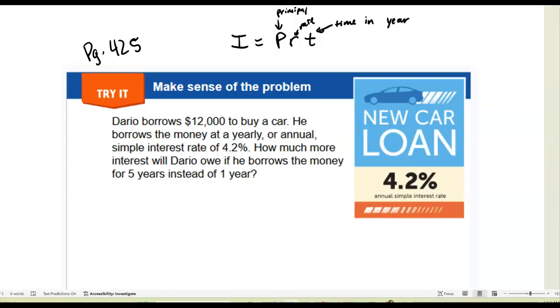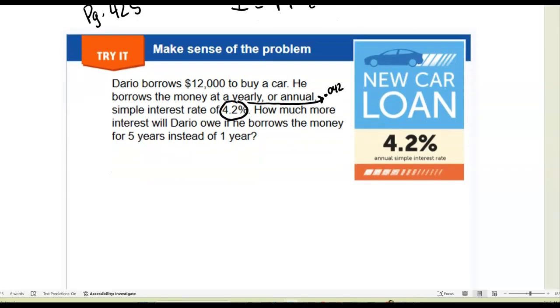So Dario borrows $12,000 to buy a car. He borrows the money at a yearly or annual simple interest rate of 4.2%. So 4.2%, we want to change that to a decimal. That should be 0.042. How much more interest will Dario owe if he borrows the money for 5 years instead of 1? So let's do 5 years versus 1 year.